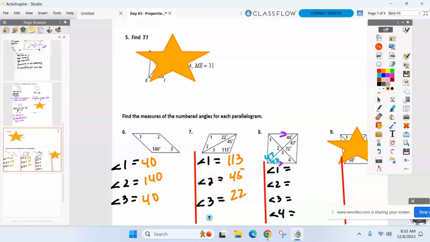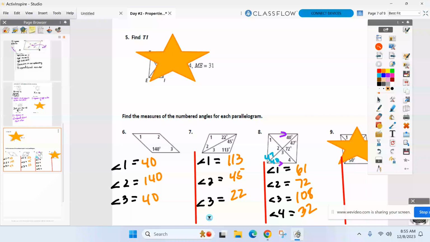So angle 1, I have 61. Angle 2, I have 72. Angle 3, 108. And then angle 4, 32 degrees. Okay? So if one diagonal is drawn in, look for alternate interior angles to help yourself out. Questions about any of those? 180 degrees in a triangle, you can use anything.